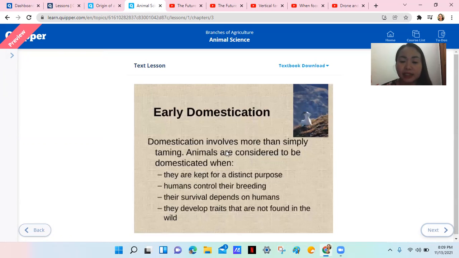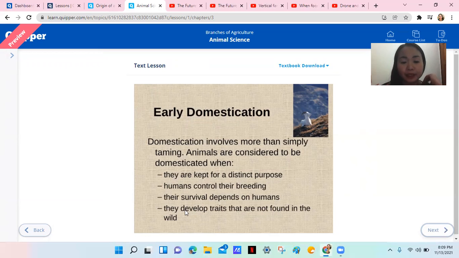So, domestication involves more than simply taming, no? Or yung pag-aamo sa kanila. Animals are considered to be domesticated when they are kept for a distinct purpose, no? For example, for companionship, for protection, and for food. And humans control their breeding, no? If we interfere with their breeding program, their survival depends on humans. For example, in the present, we have dogs and cats, who are under our mercy for feeding.